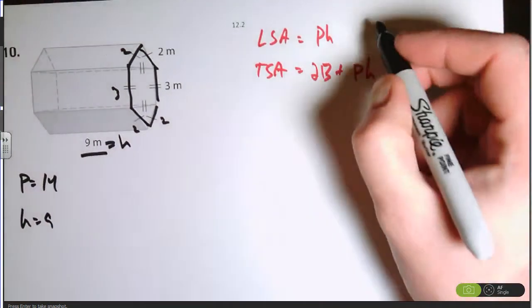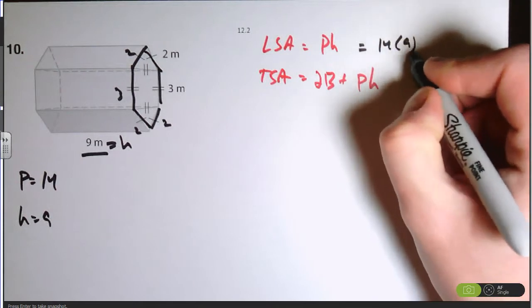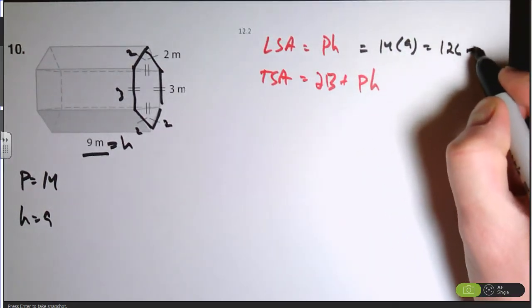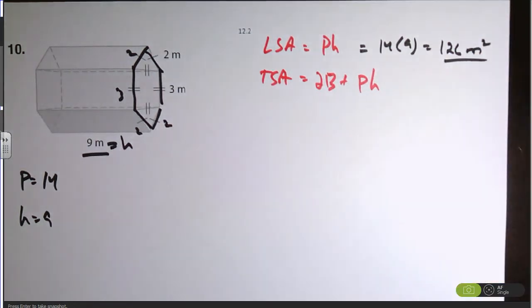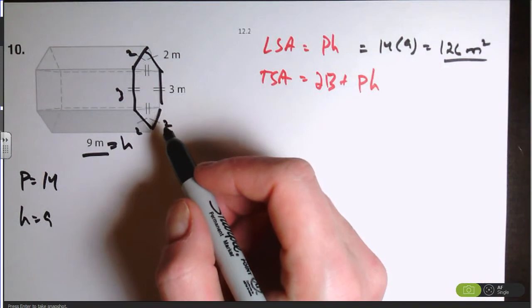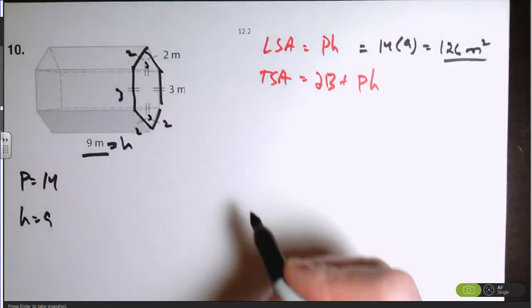Okay. So lateral surface area, pretty simple and easy. 14 times 9, which is 126 square meters. The area of the base is a little trickier. They've given us 3 and 3 here as well.